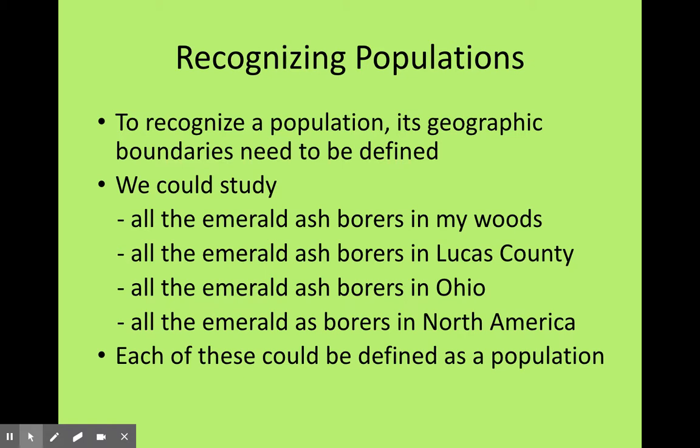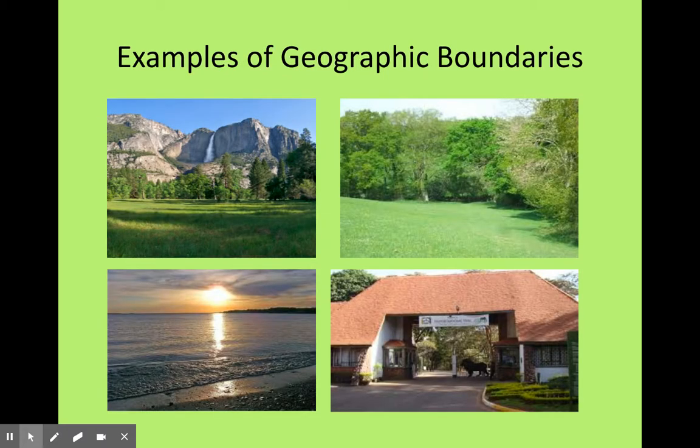So, for example, if we wanted to study the emerald ash borers in the woods that's in my backyard, that could be a population. Or if we wanted to study those same borers in Lucas County, that's a different population. If we wanted to do that in Ohio, different population. Or in all of North America, those are all different populations. Each of these could be defined as a population, but obviously the numbers and things are going to be different in different spaces. So, just some examples, geographic boundaries can be anywhere, and they can be as big or as small as we define them.